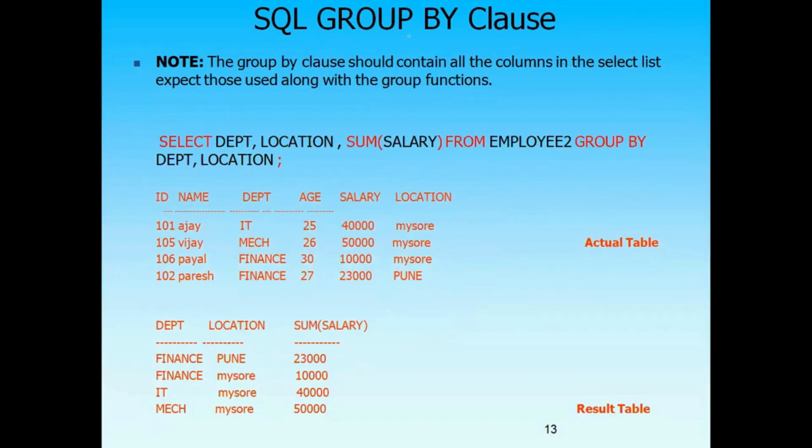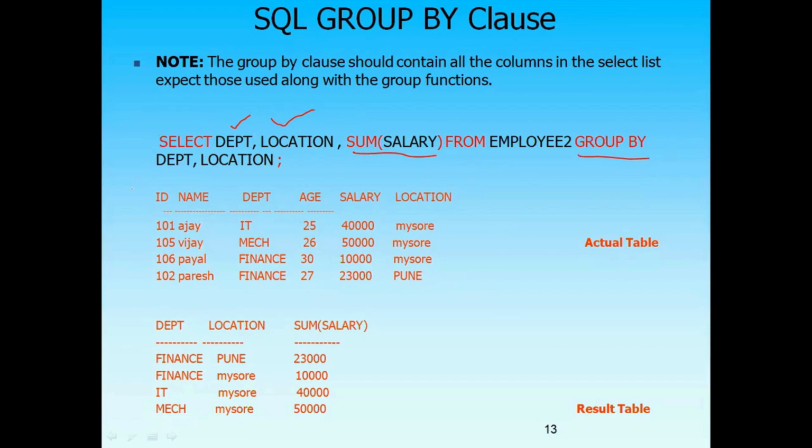Then here is another example of the group by clause. Not only a single column can we use with the grouping function, but nested grouping is also possible, meaning you can use multiple field names with this grouping function. So here is the example. We want to find the sum of salary department-wise and location-wise. So we want to apply nested grouping with the help of the aggregate function and group by clause.